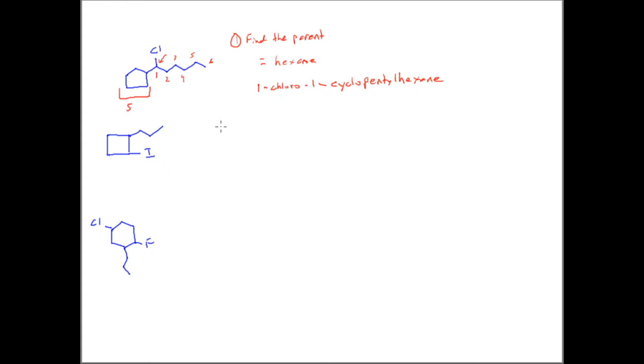Now we can look at a separate example, the one here in the middle. Of course we need to find the parent chain, and what we can see is that the ring itself contains more carbons than any of these substituents. So this will be your parent. Cyclobutane will be the parent chain.